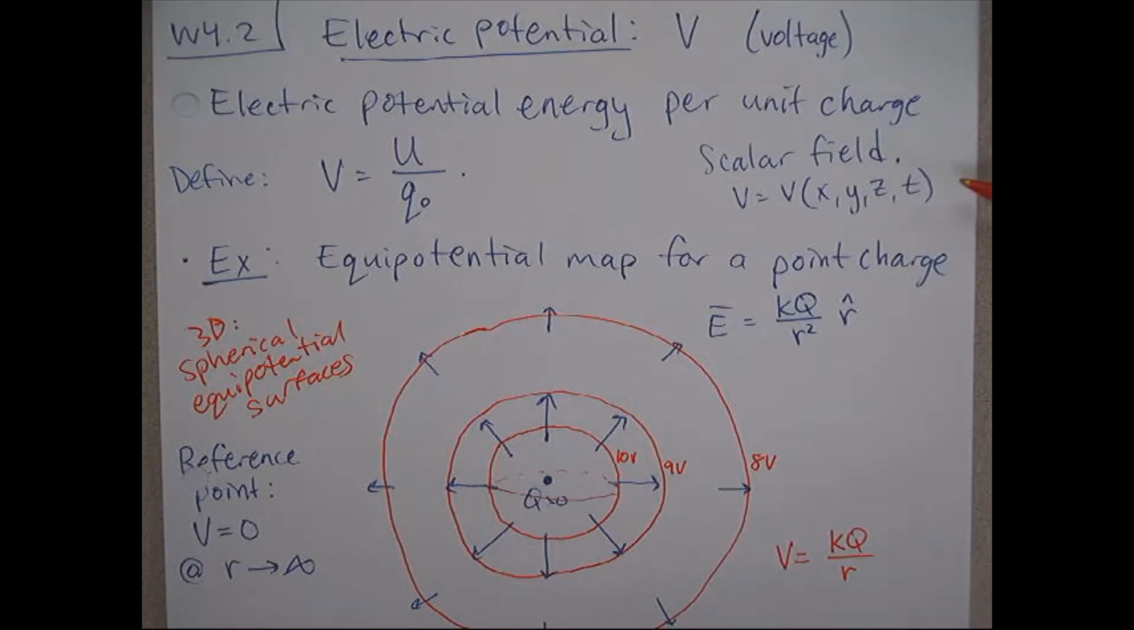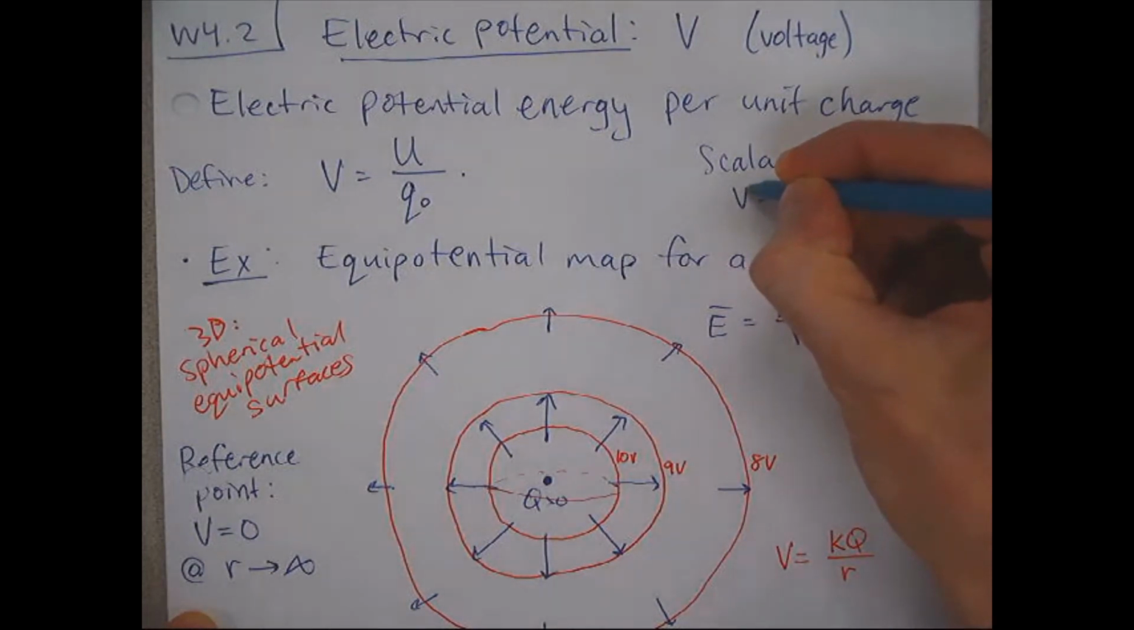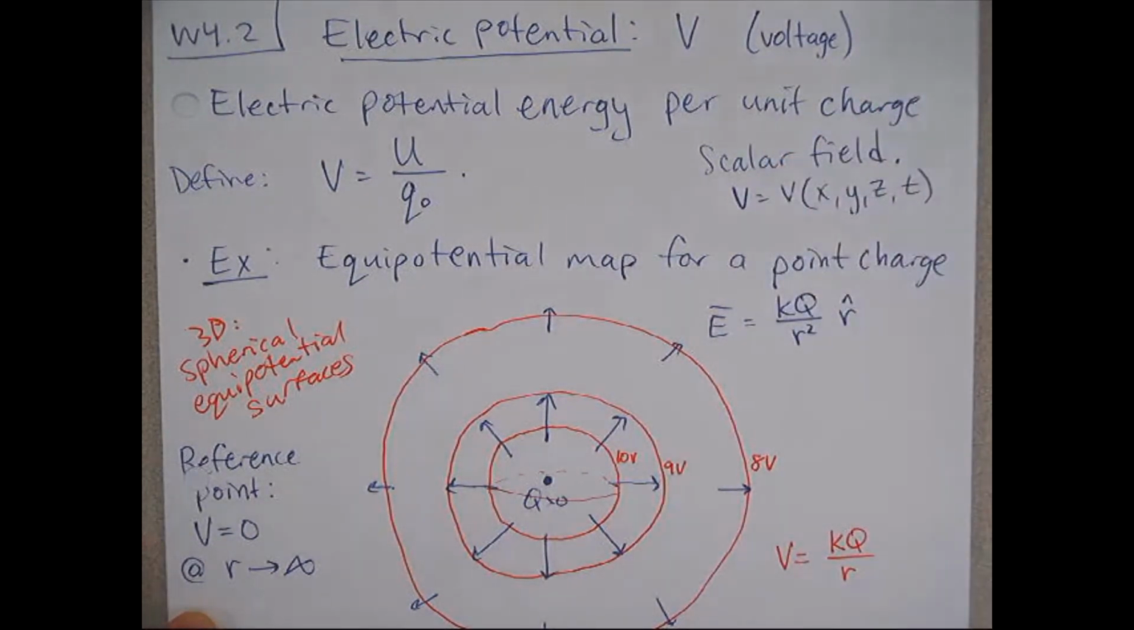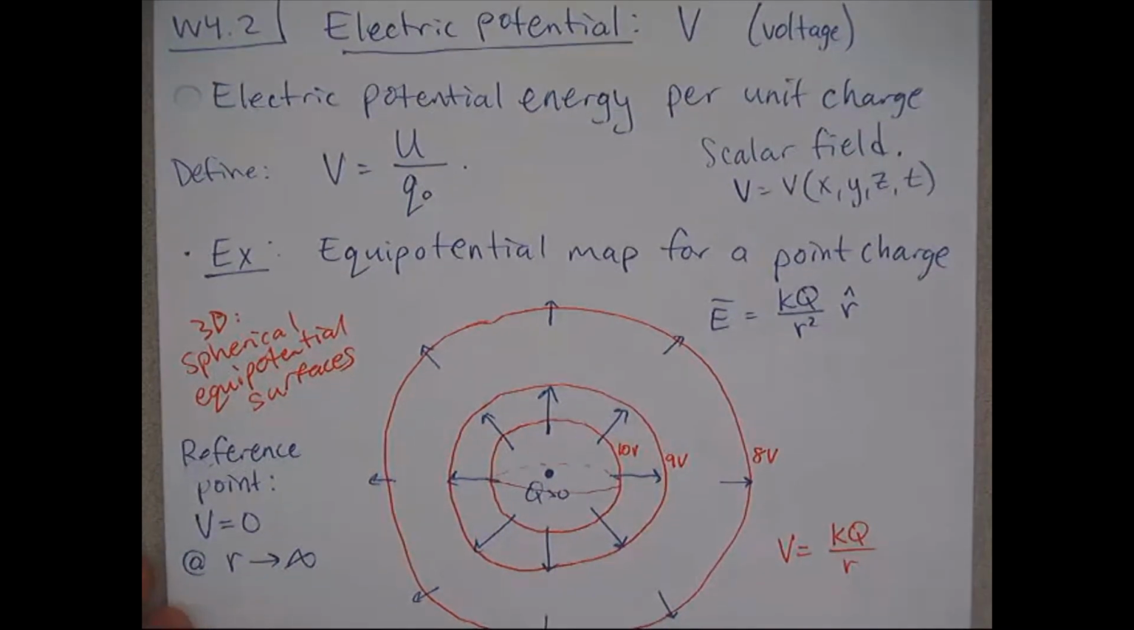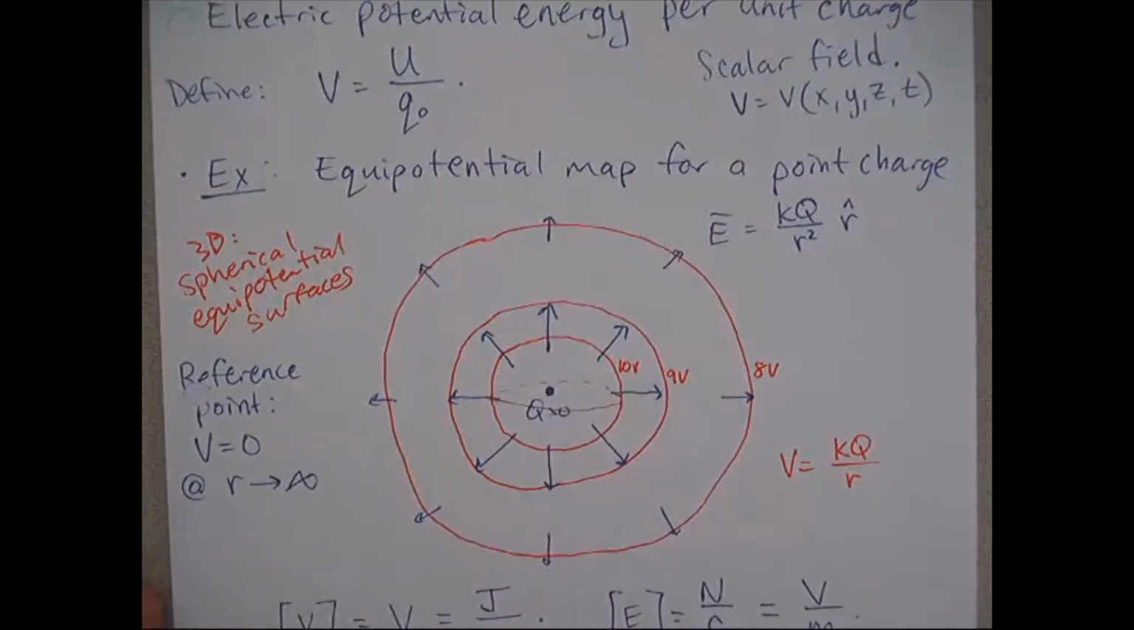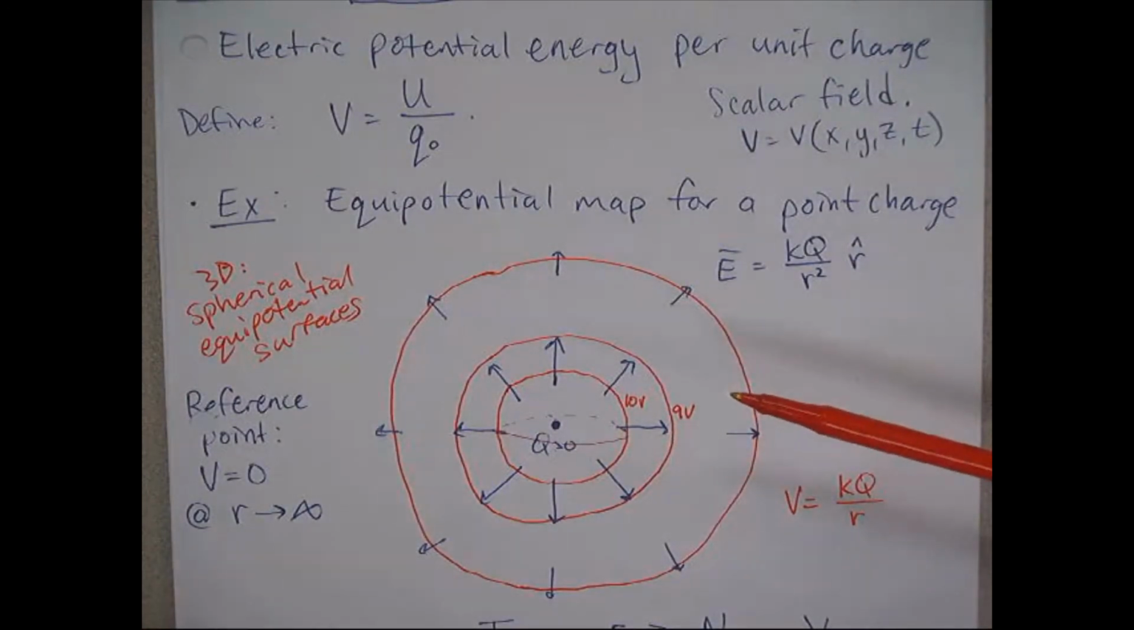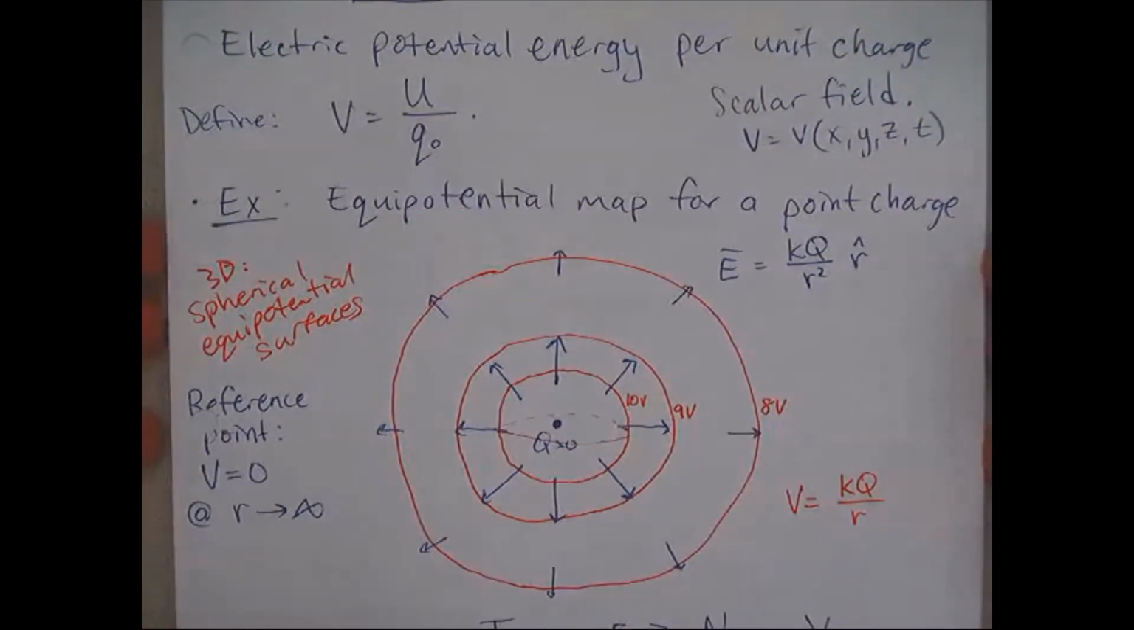It is a scalar field, just like the gravitational potential. It has a single value, V, at every point in space and time. It has to be specified with a reference point. The best example I can give you, without deriving the voltage of a point charge, we'll do that in our next video, I can simply state the voltage of a point charge is kq over r.